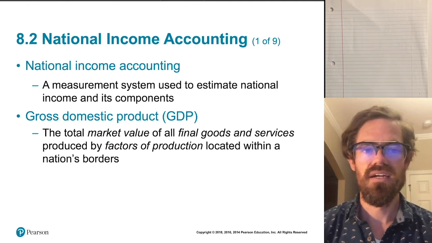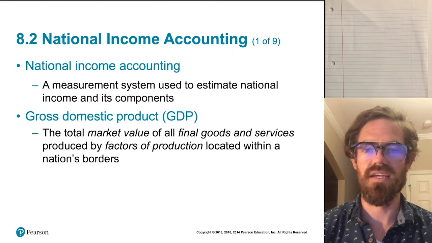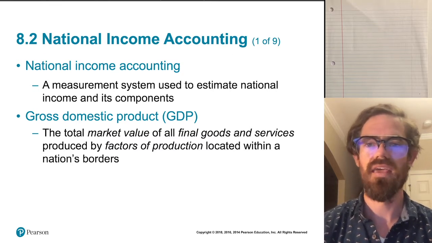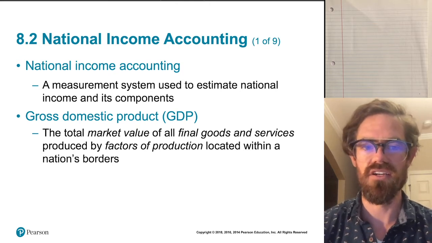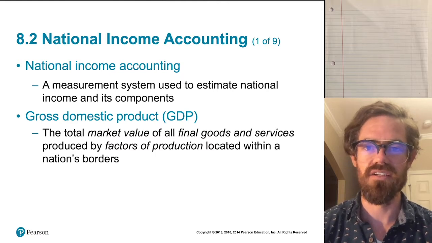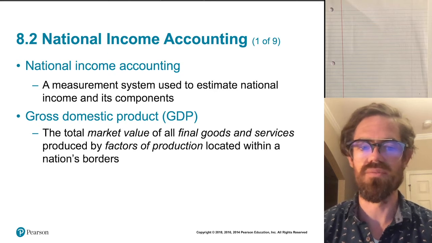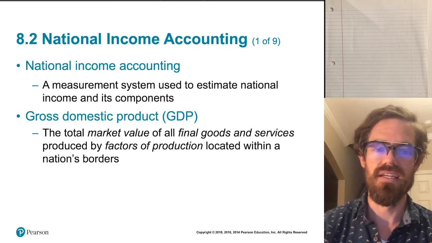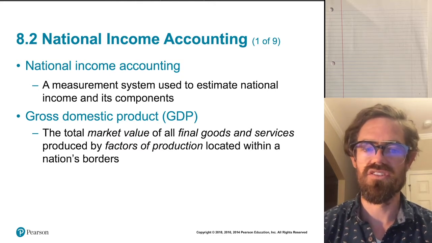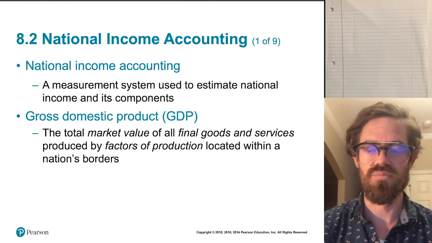But basically, national income accounting is a system used to estimate national income and its components. So it's kind of the way that we estimate economic activity in the country. And when we estimate the economic activity in the country, that total activity is called gross domestic product. Okay, and it's basically just the total market value of all final goods and services that are produced by the factors of production within a country's borders.